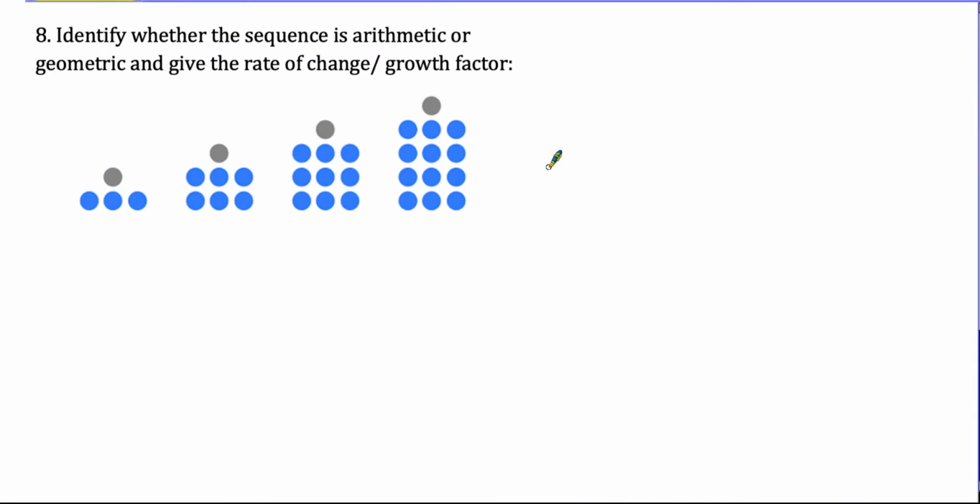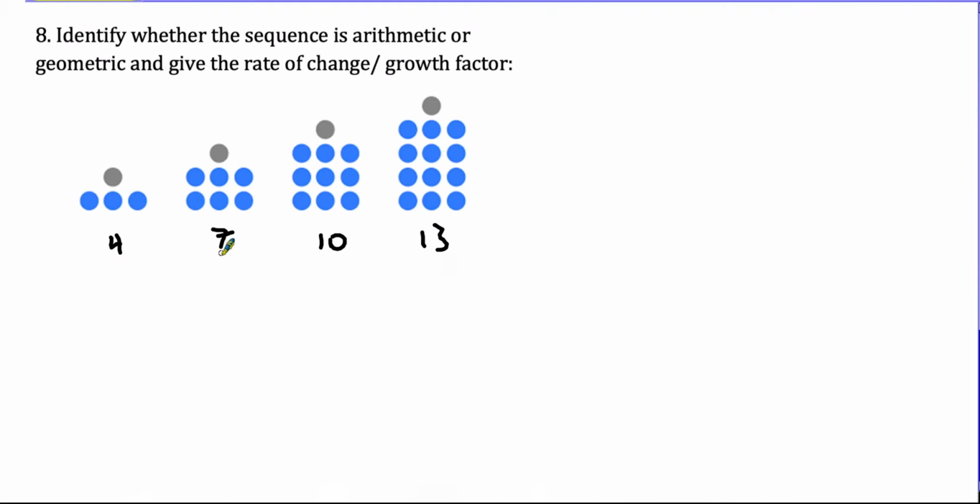On number 8, again, same thing. Identify whether this is arithmetic, geometric, or neither. So it helps if we put numbers to this. So in this first figure, I see 4 dots, then I see 7 dots, then 10, and then 13. So if we have numerical values, it's a little bit easier to see the pattern, right?